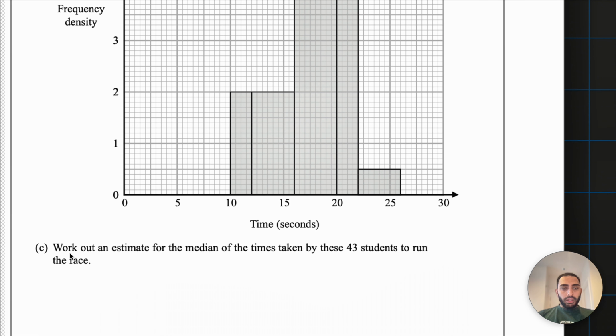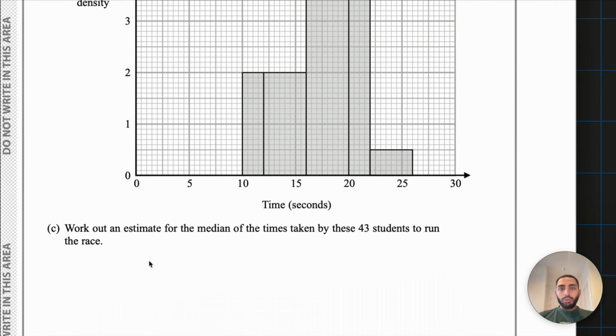We've got another histogram here. We need to work out an estimate for the median of the times taken by these 43 students to run the race. How do we work out the median? Normally we just find the middle number, but here, because we're working out the median of these 43 students in the histogram, we use this formula.